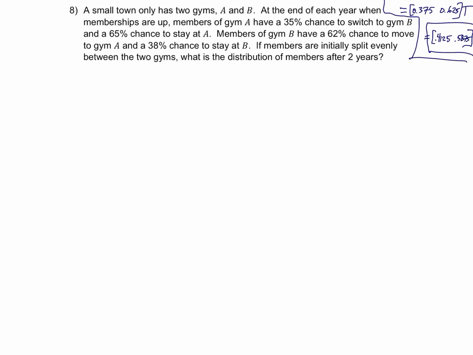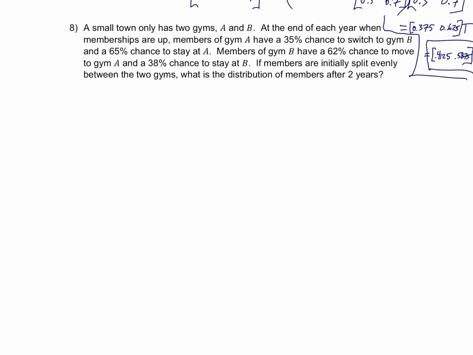So next, let's look at example 8. Here, a small town has two gyms, A and B. At the end of each year when memberships are up, members of Gym A have a 35% chance of switching to Gym B and 65% of them stay at A. Similarly, members of Gym B have a 62% chance of switching and 38% chance to stay put.